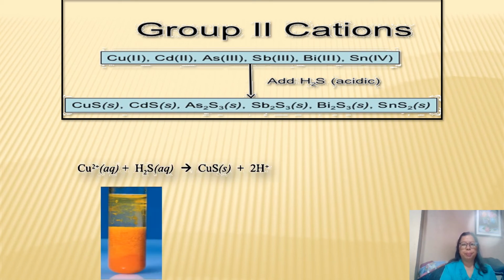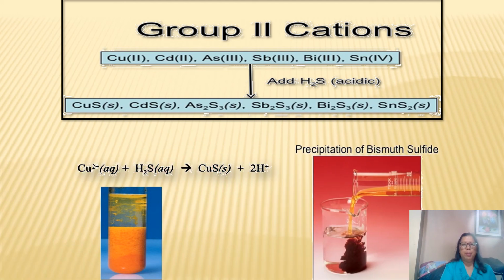Now, for copper, an orange or dark yellow precipitate or a brick orange precipitate is produced. But for bismuth, you have here the reddish precipitate that is formed.